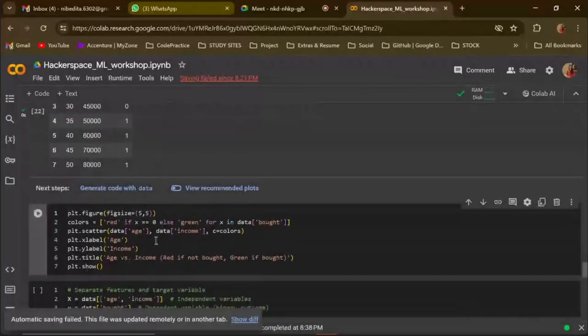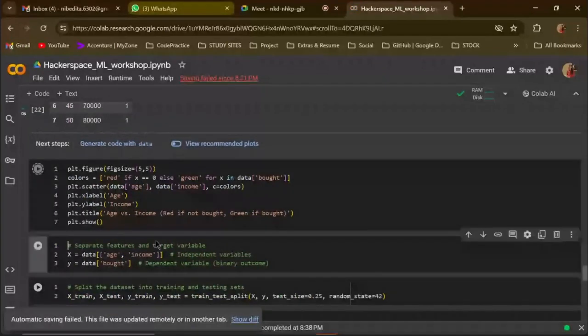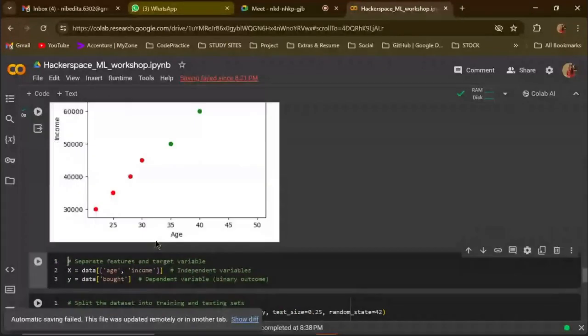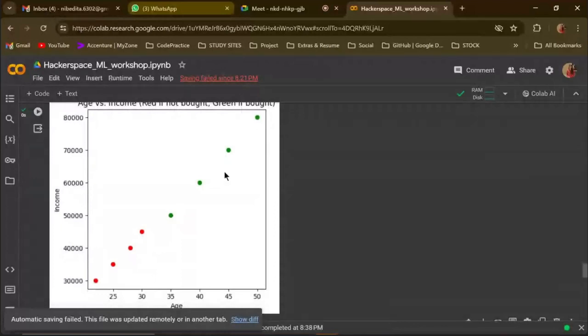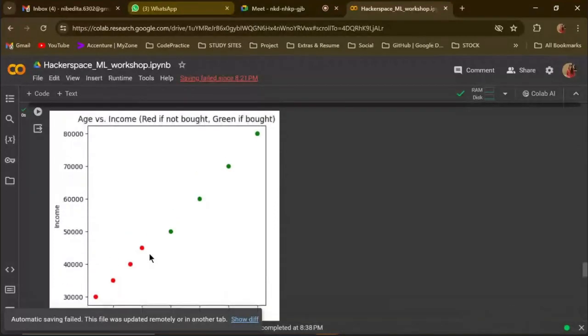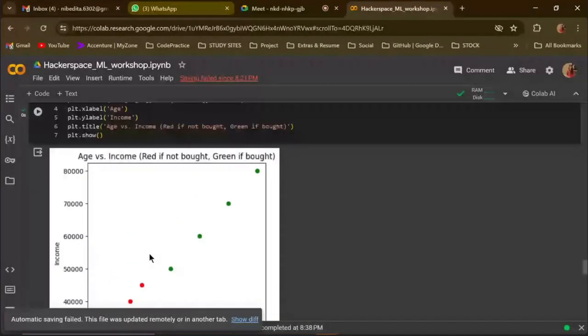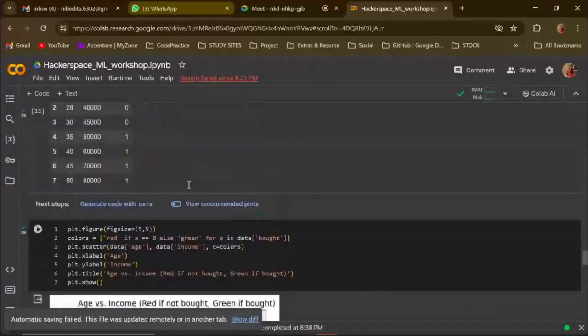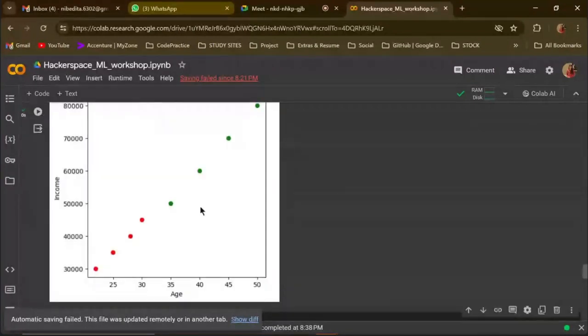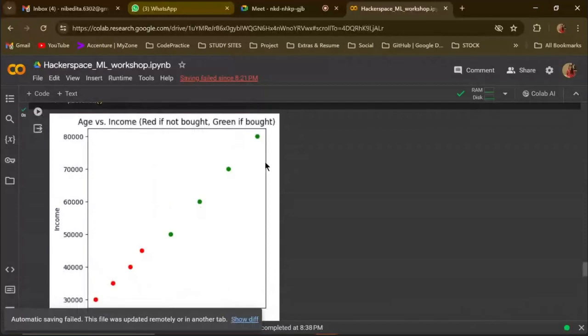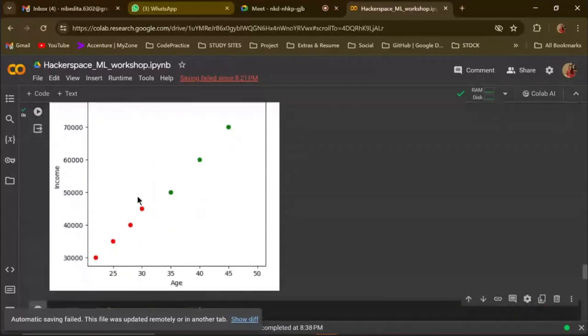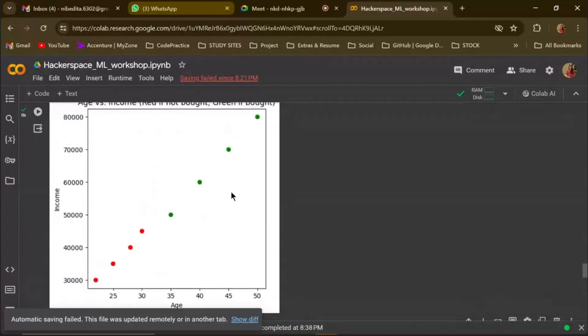Now let's see how the data looks graphically. The data looks graphically like this. The red data are those who have not bought the house, and the green are for those who have bought the house. This is the age and the salary. Is the graph clear?